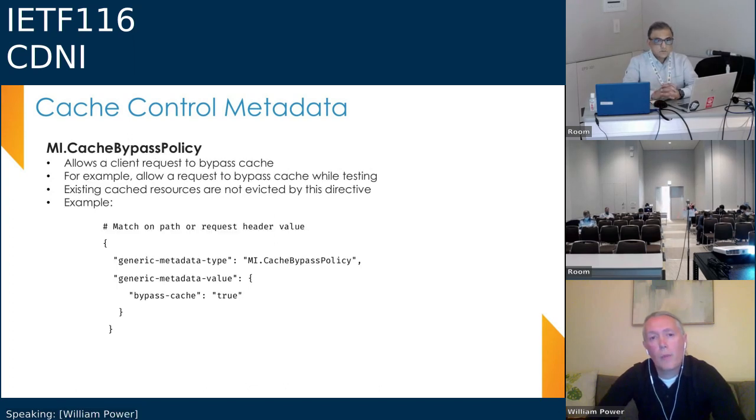Next one down. And finally, a fairly simple MI cache bypass policy object. And this is primarily used for testing. So if you want to bypass cached resources during testing, you can match on various conditions. And if those conditions are met, you can set the bypass cache attribute to true, indicating that the particular request will continue through the downstream CDN to the upstream. And one thing to note is any existing cache content will not be evicted as part of this test object.